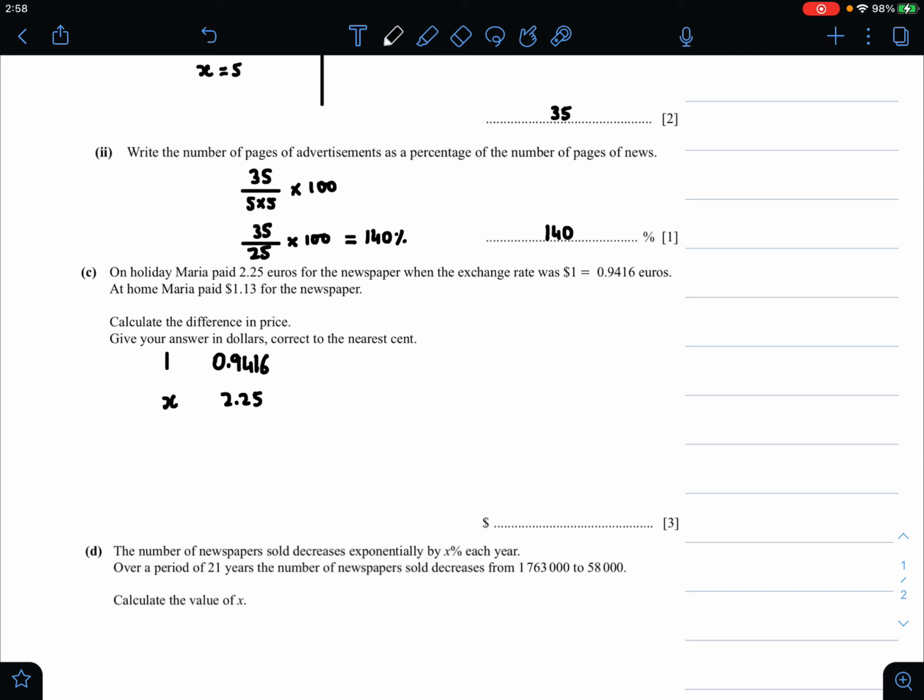So we can cross multiply. So therefore x would be equal to 2.25 multiplied by 1 divided by 0.9416. Therefore x will be equal to, you can simply put this in your calculator. So 2.25 divided by 0.9416 is equal to 2.3895497. This is the amount of dollars that she pays.